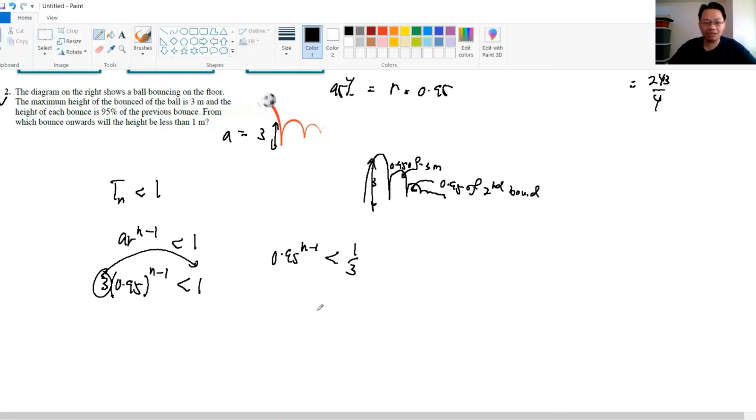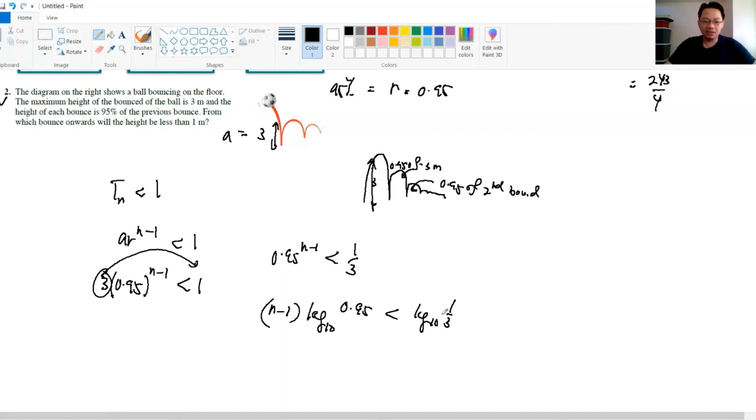That's why we learn log. So we put log on both sides, log 10. So it will become like this. If you have a problem with log, please refer to the previous chapter. We already did the discussion on log. So, less than log 10 of 1 over 3.